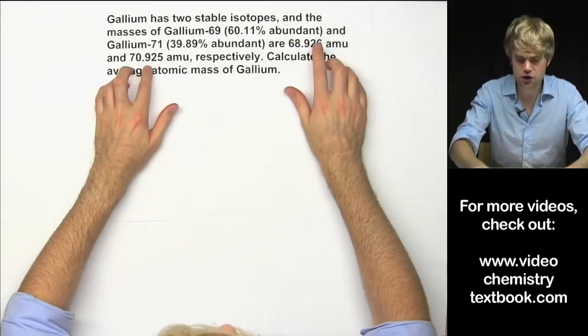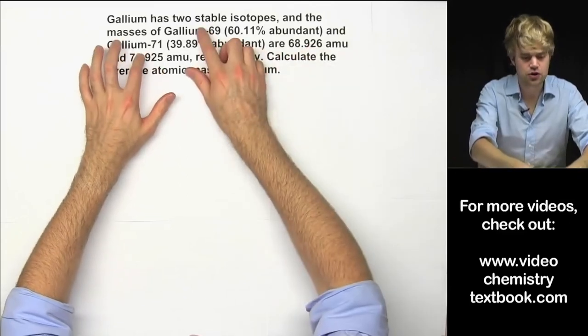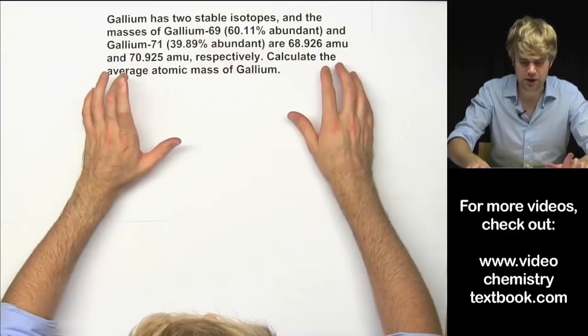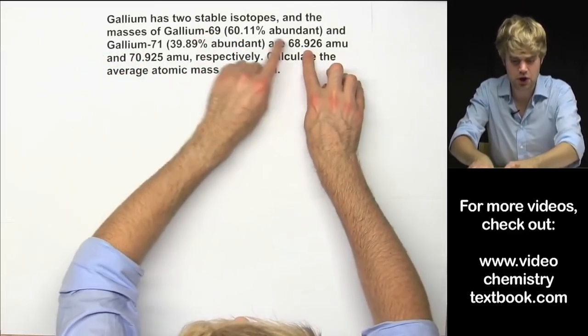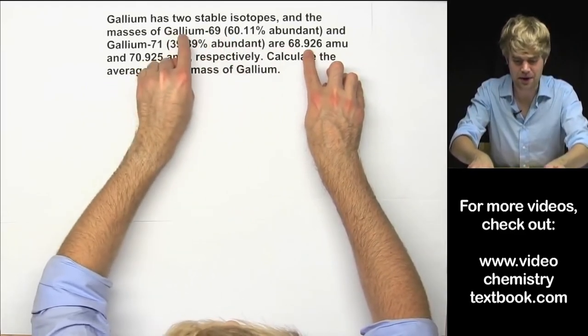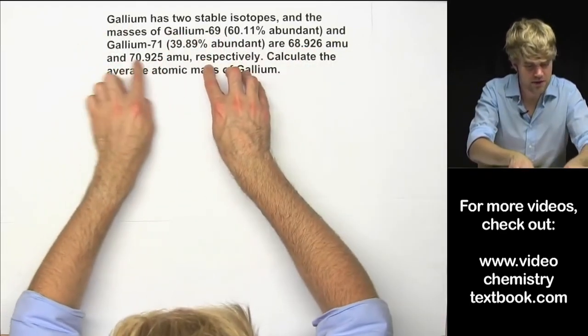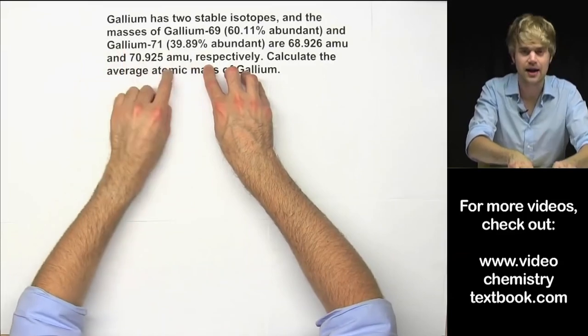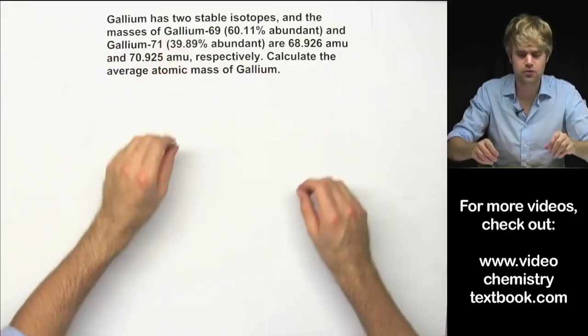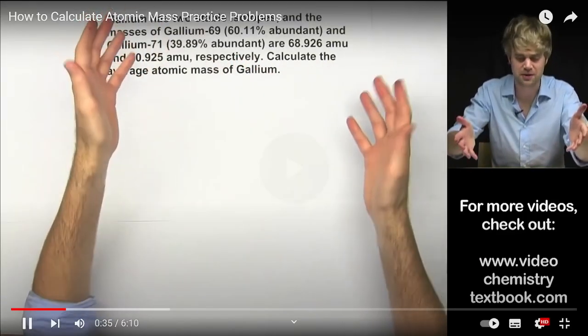It means we've got two masses here and two atoms here. So respectively means the first of these masses goes with the first atom mentioned, and then the second one of these masses goes with the second atom mentioned. So don't let that term throw you off. So that's what respectively means.